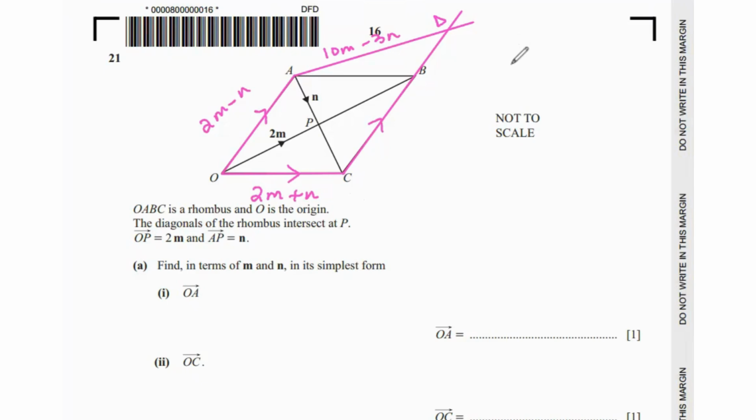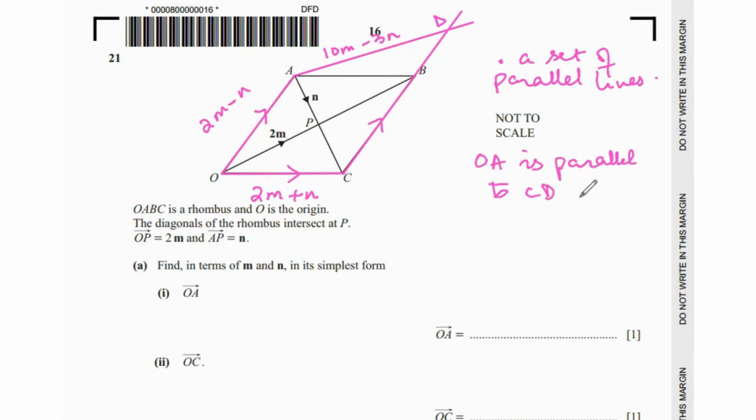So now for this shape, you need to remember what the properties of a trapezium are. In a trapezium, we have a set of parallel lines. That's the most important thing. If you don't have a set of parallel lines, then you don't have a trapezium. So over here, we can see that our parallel lines are OA and CD. OA is parallel to CD. So if we prove that they're parallel, then we can say that this is a trapezium.